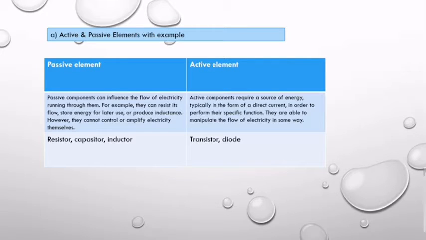The opposite of passive element is an active element. An active element is an element which requires a source of energy in order to perform its function. So this active element can manipulate the flow of electricity. Meanwhile, passive element could not manipulate the flow of electricity. So examples of active elements are transistor and diode. So we will move to the next page.